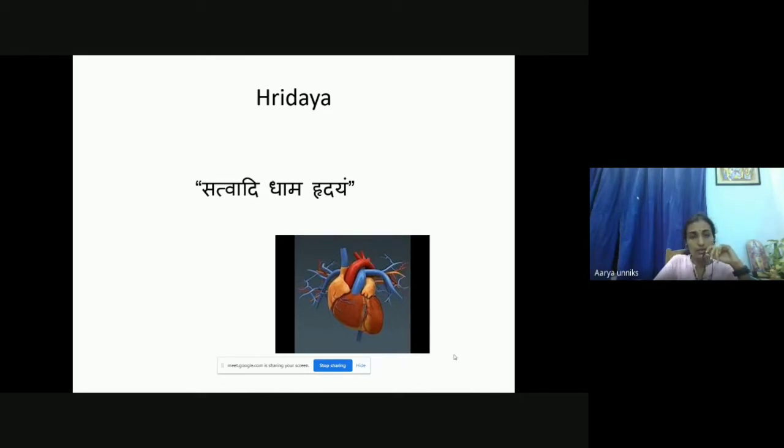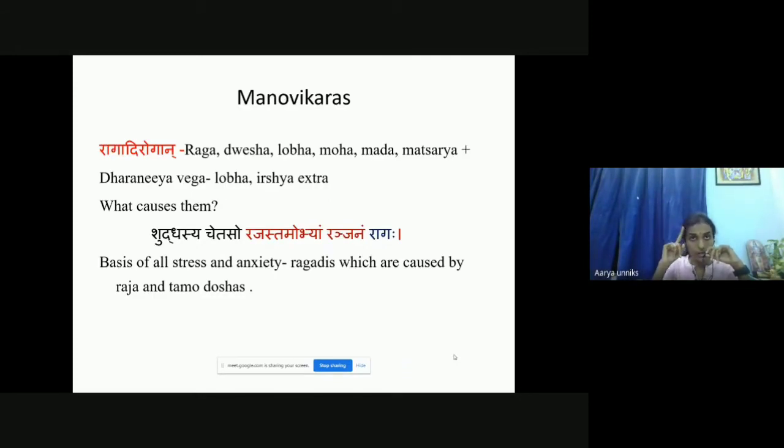So these are a few instances where Sattva, Rajas, and Tamas are mentioned in the normal physiology of human existence. We go into pathology now. Manovikaras. The first verse, the Mangala verse: Ragadi Rogan Sadadan Shattan. If not written in full, everyone knows it. What are the Ragadis? Ragadis are Raga, Dvesha, Lobha, Moha, Mada, and Matsarya. Along with it, a few others are mentioned, such as Irsha, in the context of Dharmiya Vegas. All these emotions have to be kept under control. They are all Dharmiya Vegas. But what causes them? Shuddhasya Chetaso Rajastamobhyam Ranjanam Ragah. The basis of all stress and anxiety are the Ragadis, which are caused by Rajas and Tamo Doshas. So these are the basic culprits.